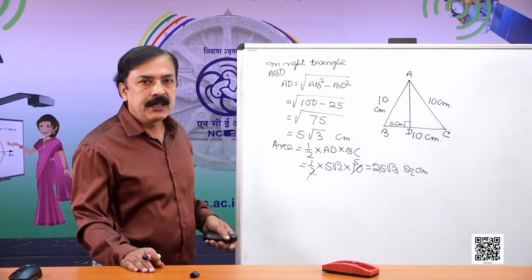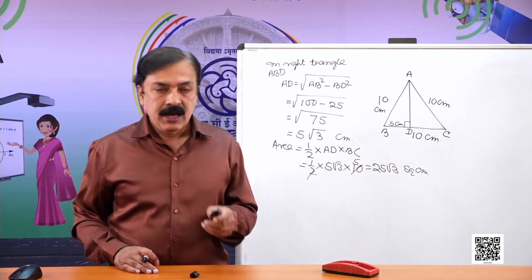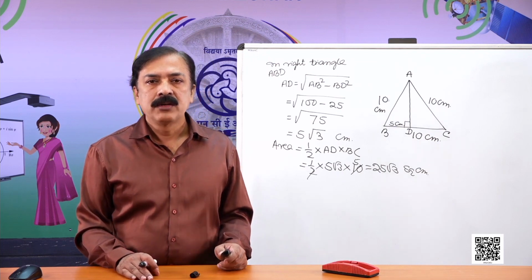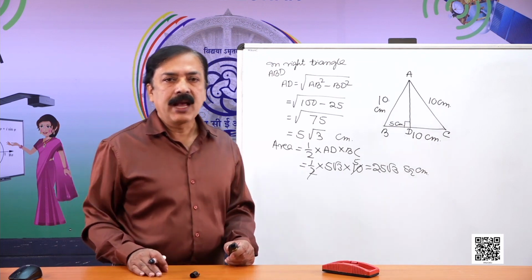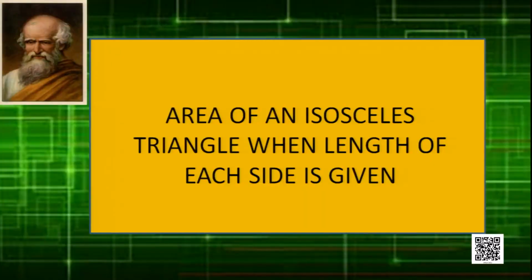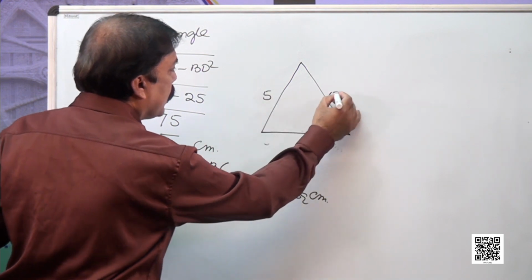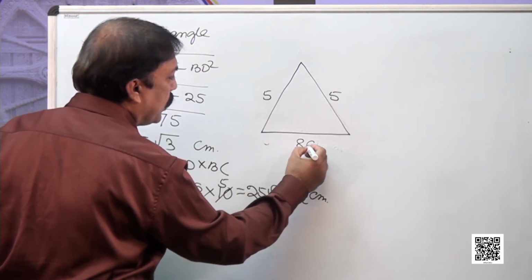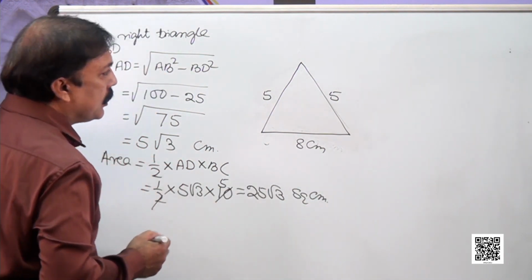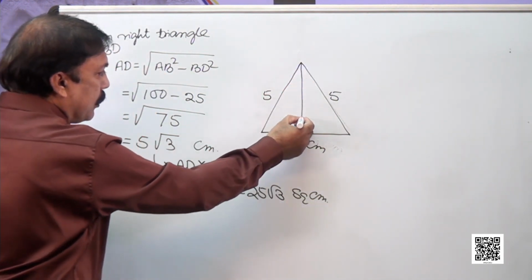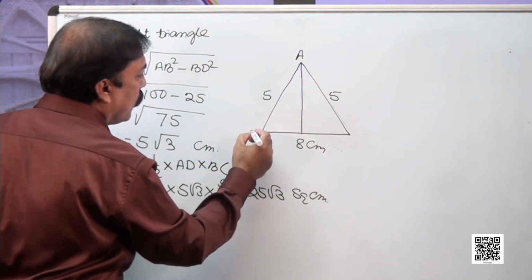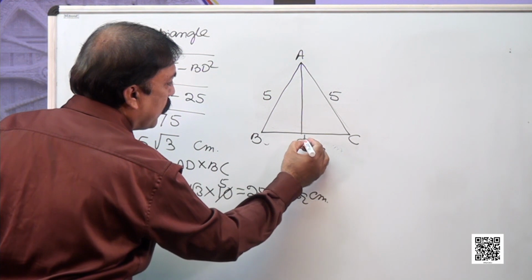Now see, in this case it is very easy as it is an equilateral triangle. Now what about the isosceles triangle? Area of an isosceles triangle when length of each side is given. Let's see another problem. If we take an isosceles triangle whose equal sides are say 5 centimeter and the unequal side to be 8 centimeter, we can draw a perpendicular. So, in triangle ABC, this is our D.